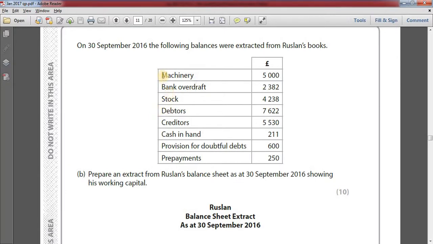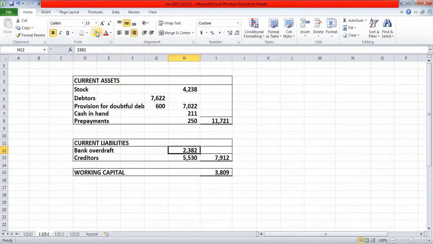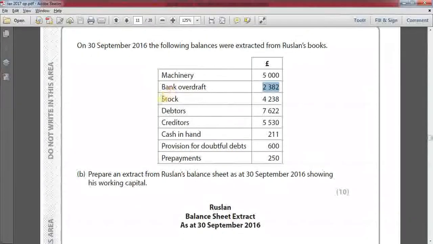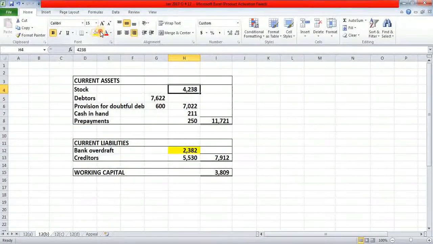So here the first item, machinery, is a fixed assets item. It is not a current assets item nor a current liabilities item. So this 5,000 pounds will not be used to find the working capital. And the next one, bank overdraft 2382, is a current liabilities item. Here is your 2382 under current liabilities. The next one is stock. This one is a current assets item, 4238. Here is your 4238 under current assets.